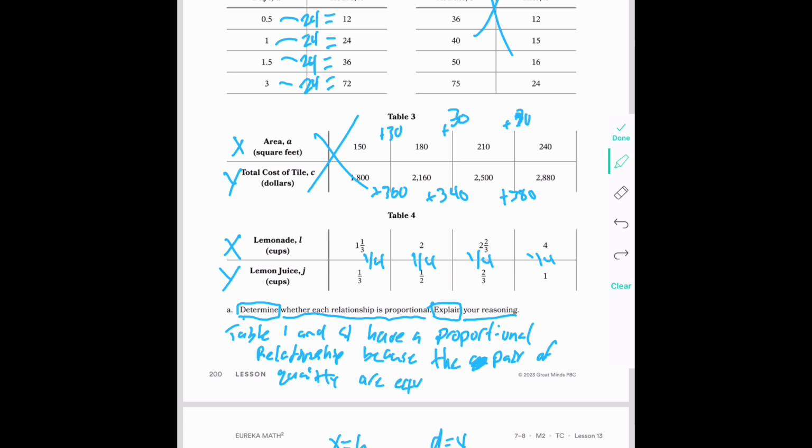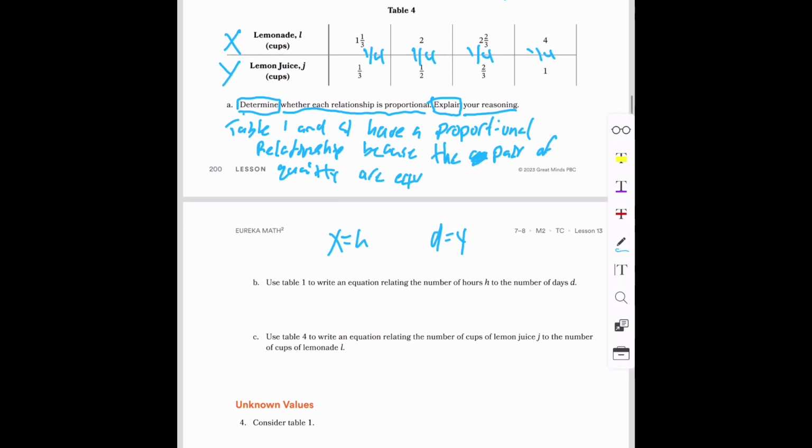Okay, so that means the equation that we could write to represent the relationship between the two numbers would be that D, which is days, but I put Y above it, equals 24H, or 24 times H. Okay.